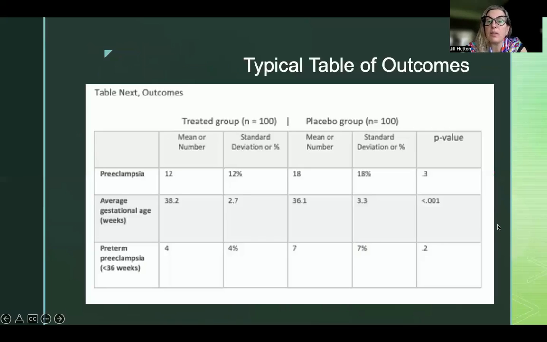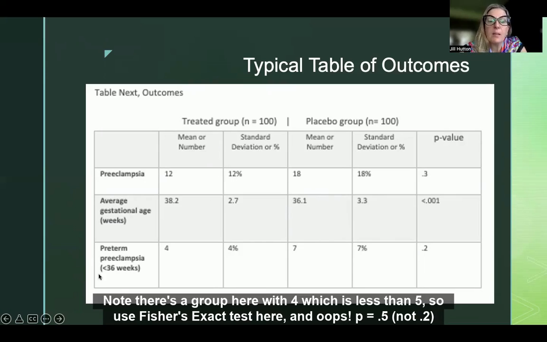So going back to our hypothetical research study, these are the outcomes that we chose to look at. In our treated group, 12 developed preeclampsia and 18 in the placebo group, and there was no significant difference. And then we decided to look at the average gestational age of when they developed preeclampsia. And in our treated group, it was 38.2 weeks versus 36.1 with the standard deviations. And this did show statistical significance. But remember, our placebo group was a little bit older, so you'll have to kind of factor that out in your discussion.